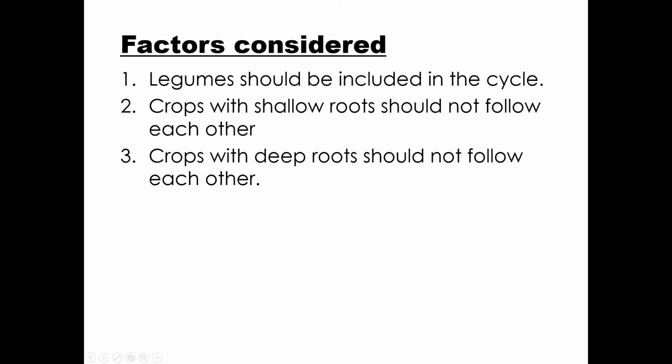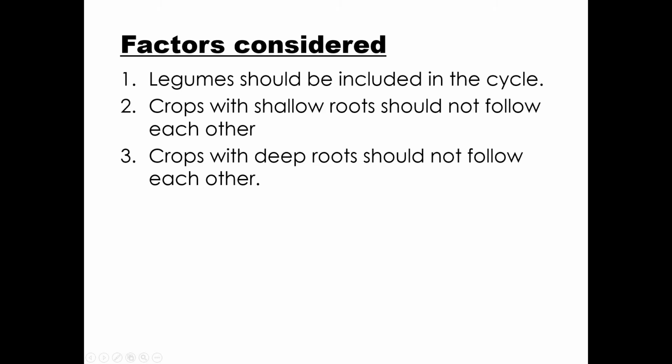Because they have shallow roots, they have to produce what we call prop roots on the sides to give them extra support. Now what do? Crops with shallow roots should not follow each other, meaning that maize should not follow millet. Millet should not follow sorghum because they have shallow roots.